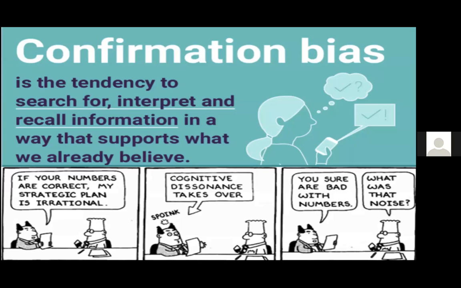Here's a typical joke from Dilbert. I don't know if you know Dilbert. But look, this boss is talking to the engineer and says, if your numbers are correct, my strategic plan is irrational. Then he gets this sudden cognitive dissonance inside. He realizes that this contradicts his own conviction. And then he goes, you sure are bad with numbers. So he's basically trying to correct in favor of his own beliefs. And this is also very common.